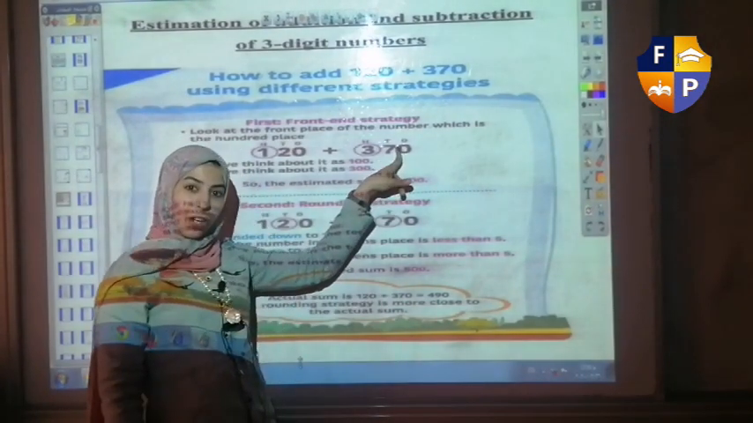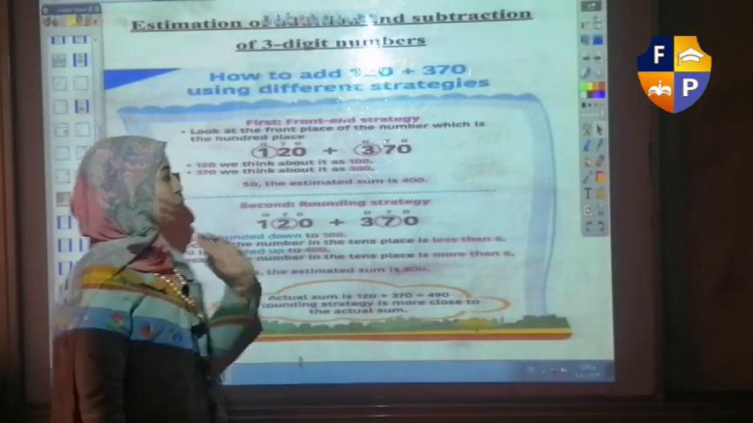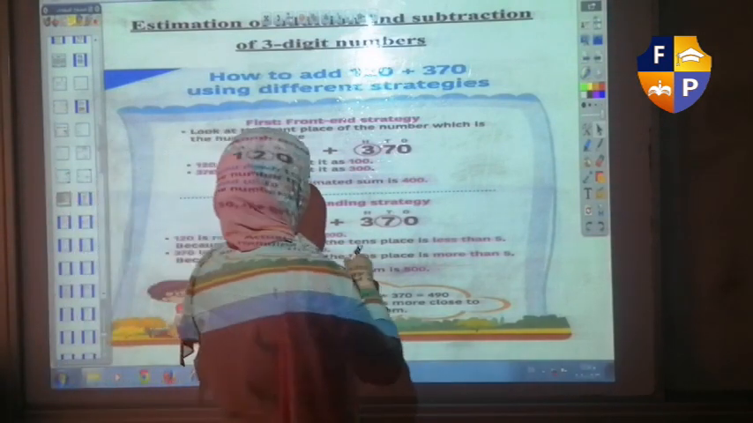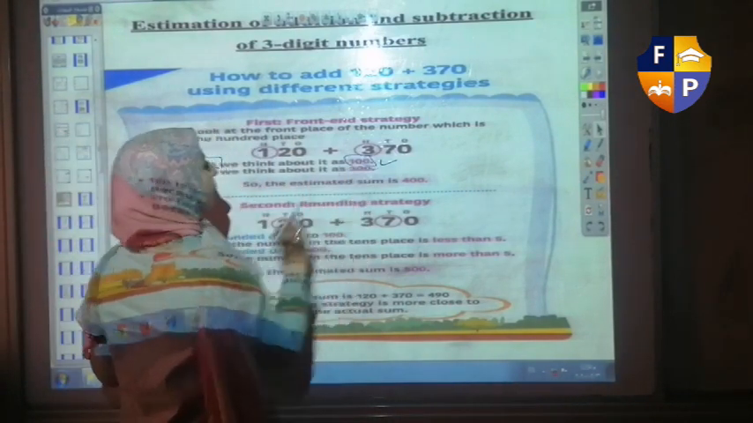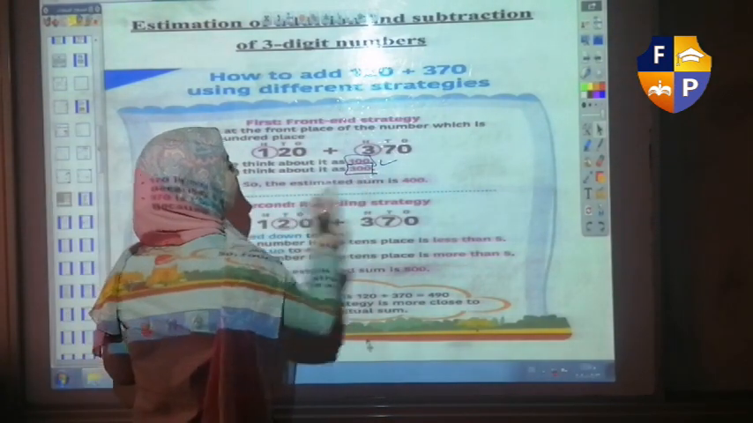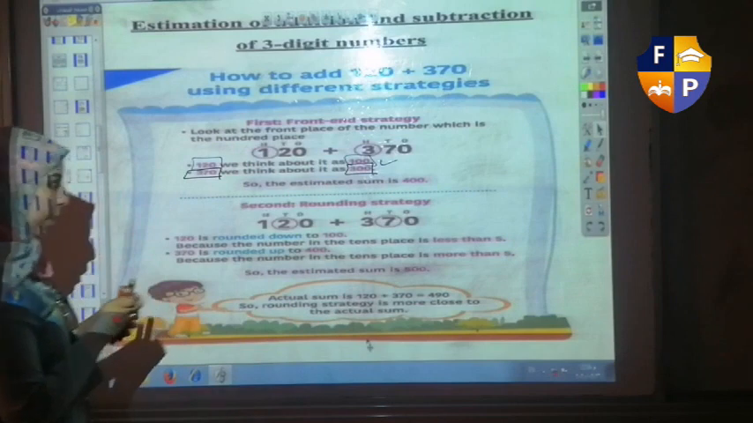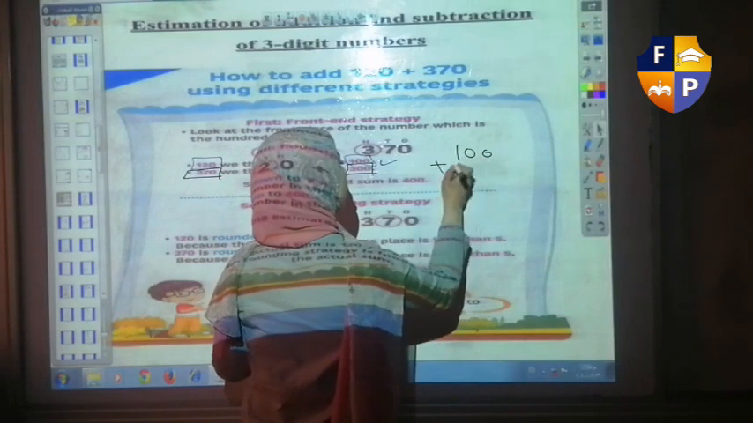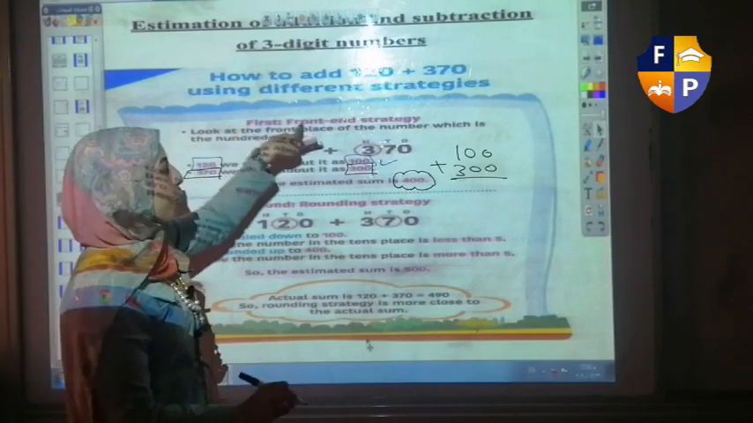And here I have ones, tens, hundreds. So, circle around the highest place value, hundreds. So, 120 is estimated to 100. 370 is estimated to 300, depending on the highest place value. 1 in 100, 3 in hundreds. Okay, so the estimated sum is 100 plus 300 equals 400 with the front-end strategy.